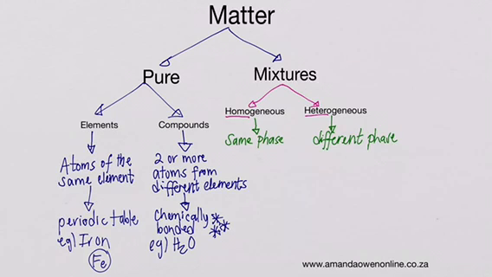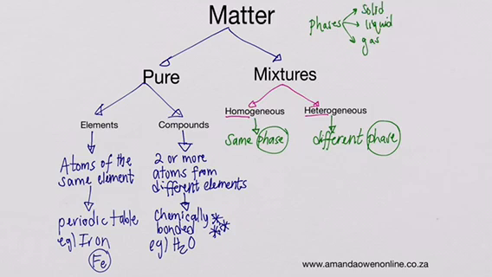So in a homogeneous mixture, the components making up the mixture are all in the same phase. Whereas in a heterogeneous mixture, the components that make up that mixture are in different phases. Remember, we discussed phases at the beginning of this recap video. We get three phases, and our three phases are either solid, liquid, or gas. So, in other words, homogeneous mixtures would all be either solid or liquid or gas. They would never be mixed together.